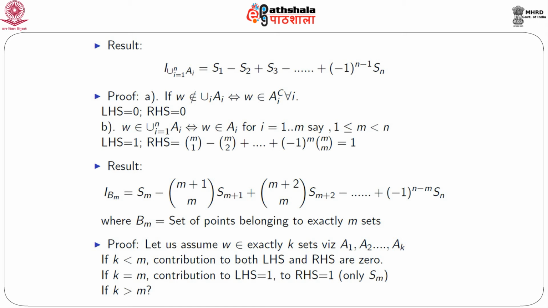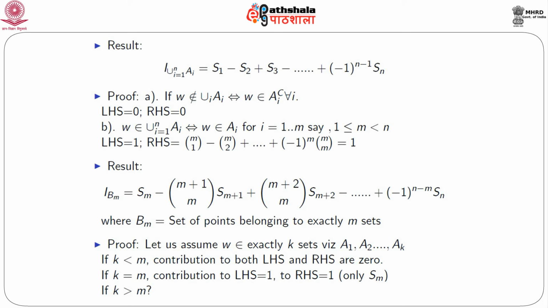Then in the case of S1 the contribution will be any 1 set out of these m sets, which is m choose 1. For S2 the contribution will be any 2 sets out of the m sets, so m choose 2. So, it will be m choose 1 minus m choose 2 plus ... plus (minus 1) to the power m minus 1 times m choose m. After applying the binomial theorem, it can be shown that the sum is 1. So, the right hand side is exactly equal to the left hand side.